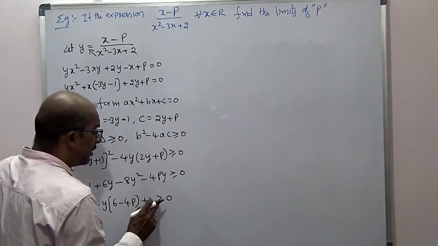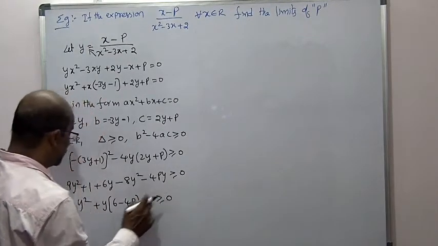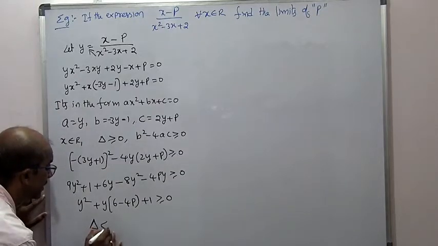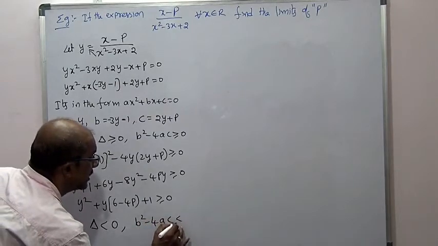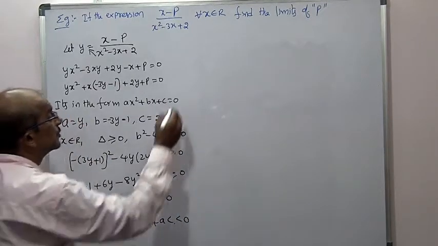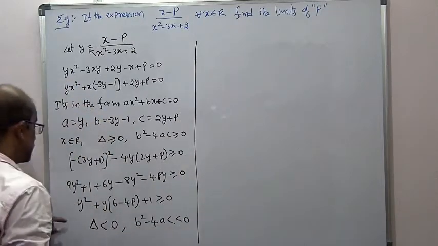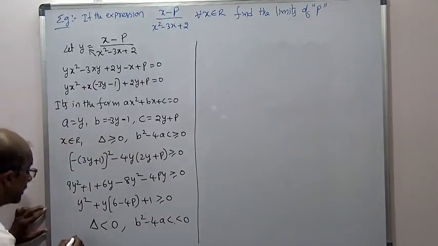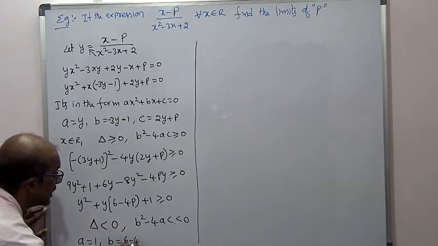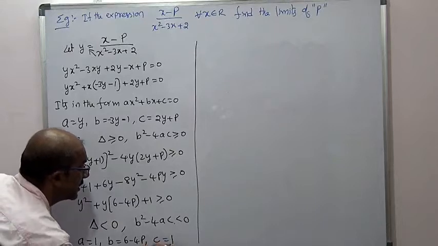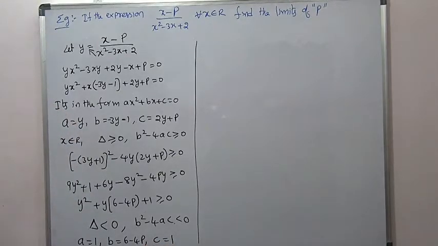So, here already greater than or equal to 0. Now, the delta is less than 0, that is b square minus 4ac is less than 0. Now, what is a here? a is equal to 1, b is equal to 6 minus 4p, c is equal to 1.